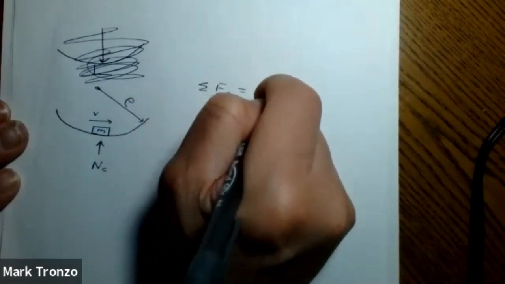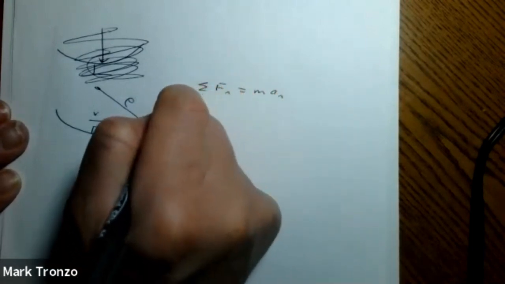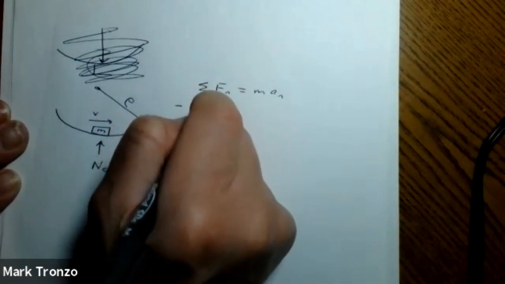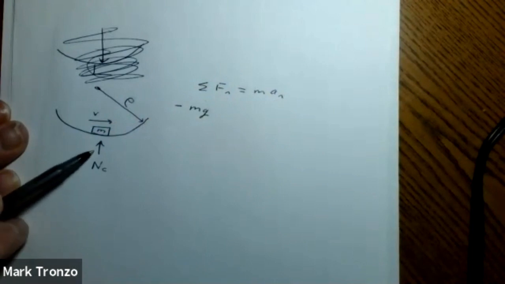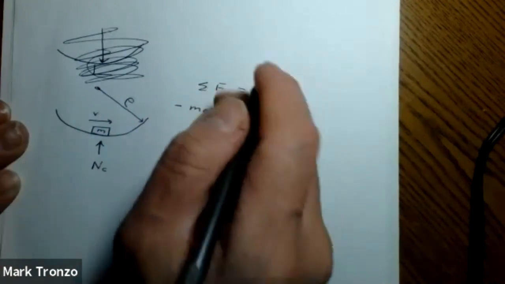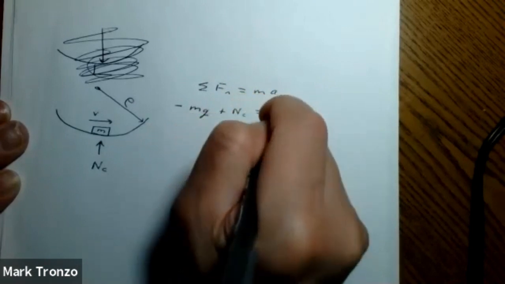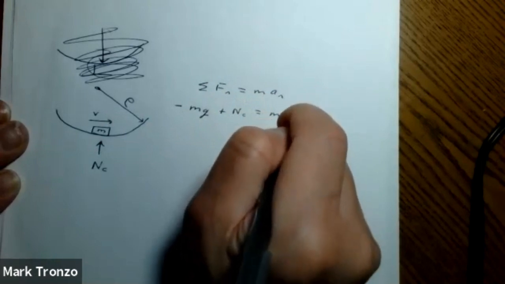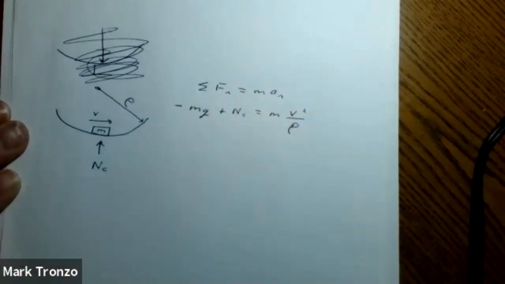So sum of F_n equals m a_n: minus mg, so if we're calling this direction positive, then we call the other direction negative, plus N_C equals m v squared over rho, like this.